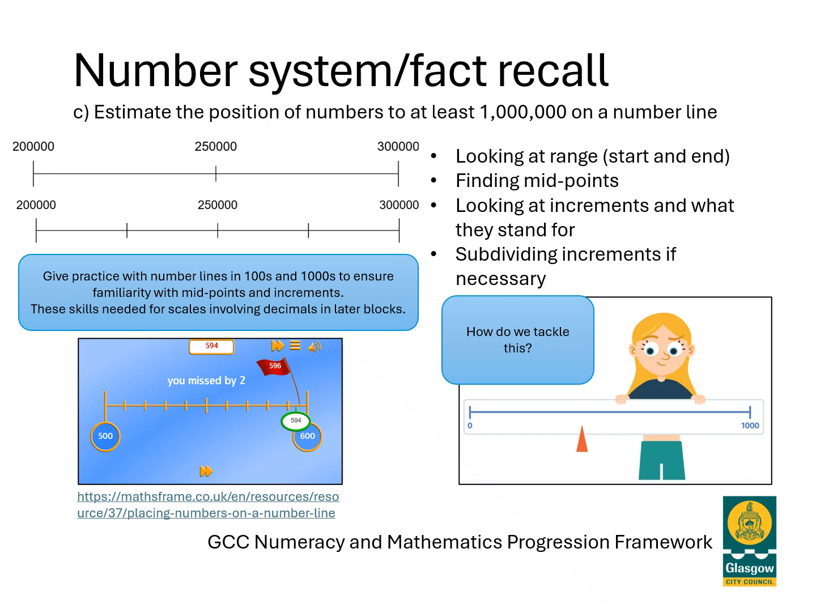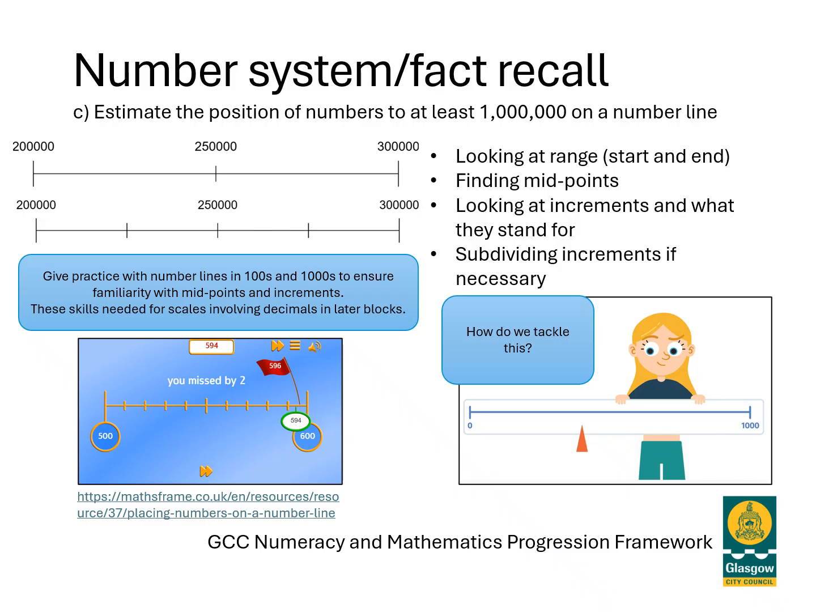So we need lots and lots of practice with this. If pupils are struggling with this order of numbers, it's maybe worth giving them more practice with number lines marked in hundreds and thousands to ensure they've got that familiarity with how to find midpoints and increments. The digital tool, game you mean, like with the screenshot at the bottom left, is quite a useful one because it's very manipulative. You can decide what increments and decide how many increments to give on the number line before having them estimate where various numbers lie.